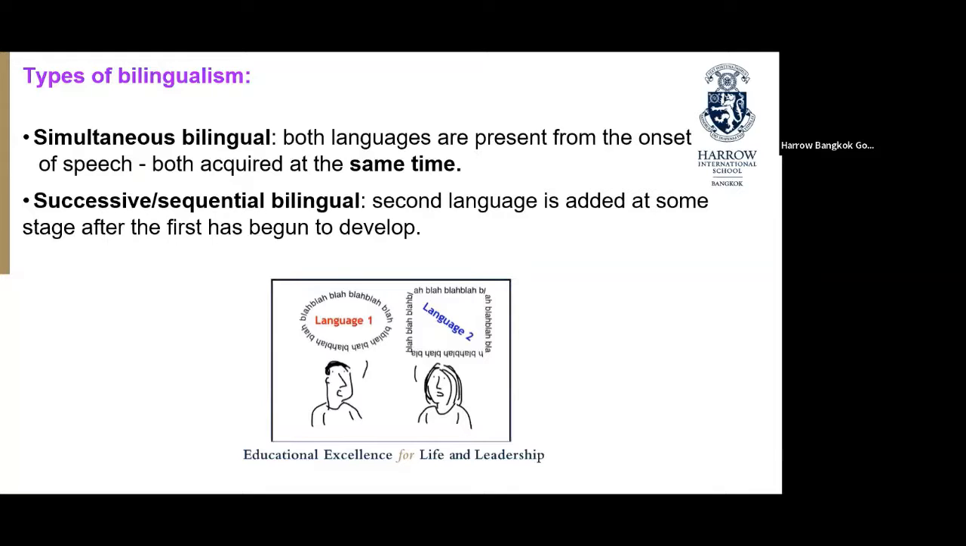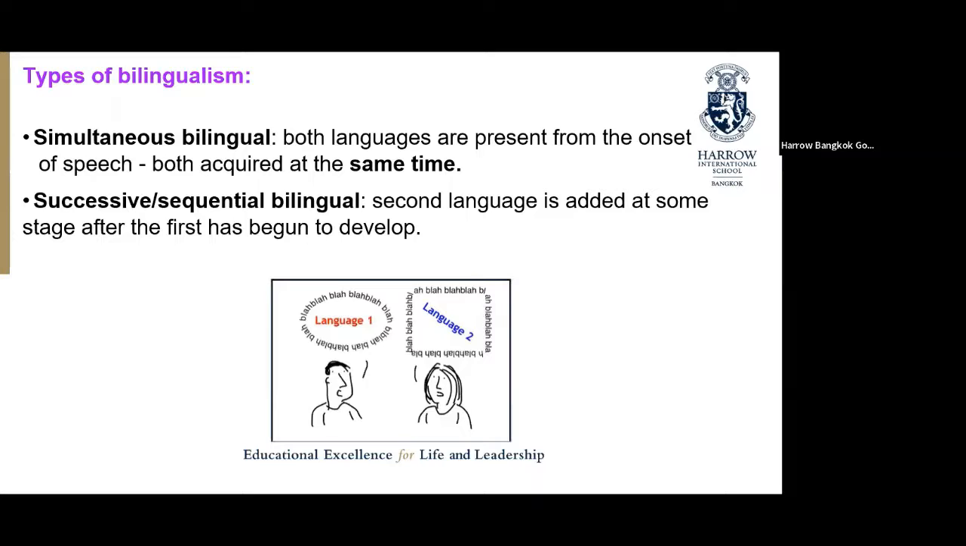So we talk about simultaneous bilingualism, which is when both languages are present from the onset of speech and both required simultaneously at the same time. So that might be in a household where we've got mummy who's speaking Thai or English, daddy who's speaking Chinese or German. Any families where we've got two parents, or it could be a parent and a nanny, anyone who's really involved in that child's daily life in a close way and speaking to that child in those languages right from the onset of their language at 18 months, 2 years old.